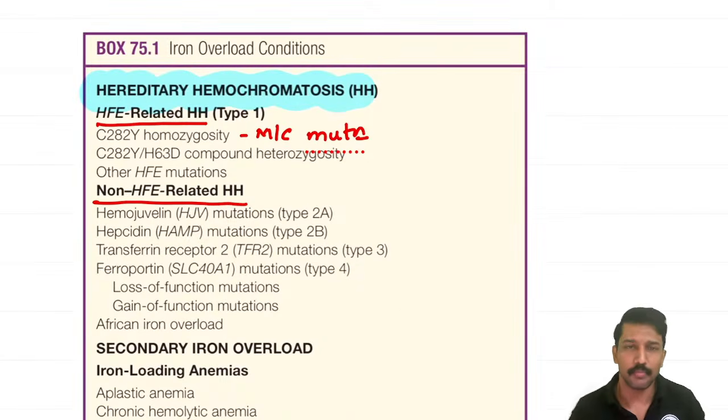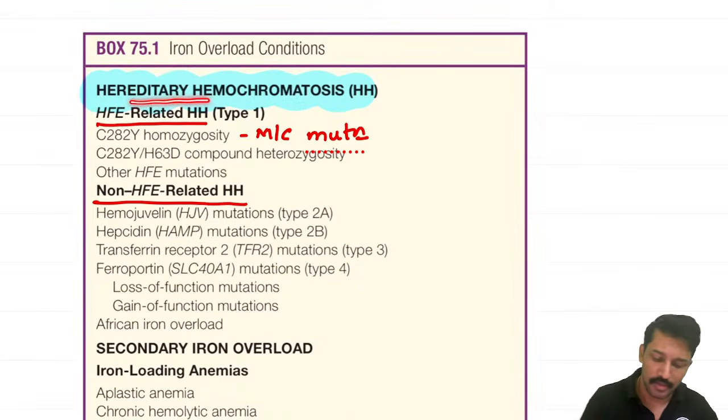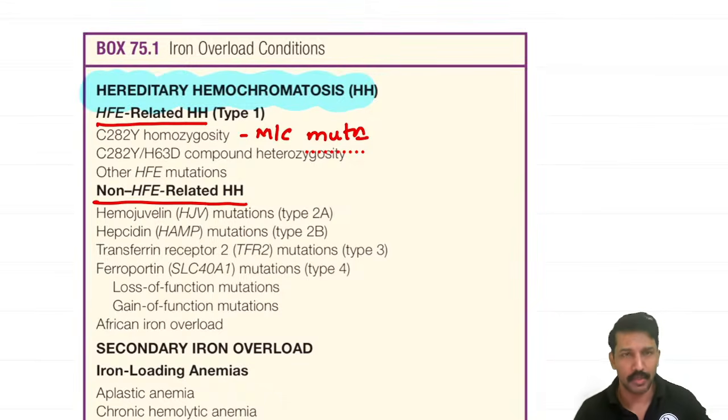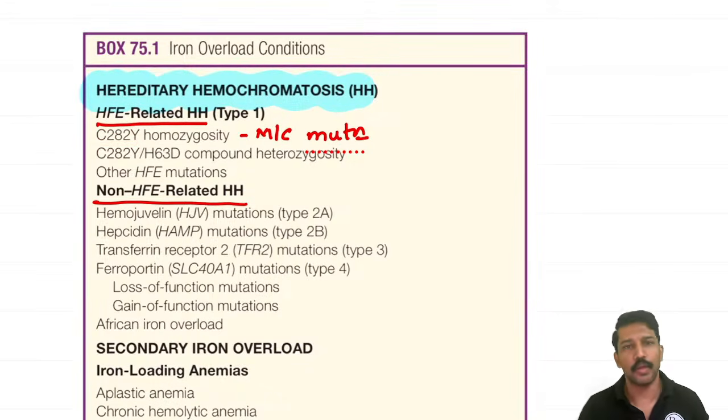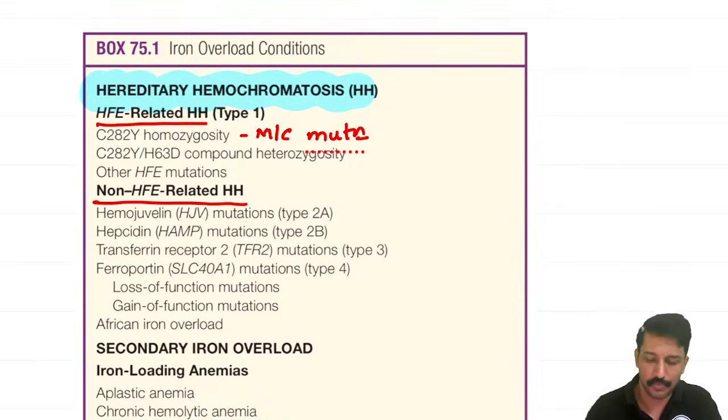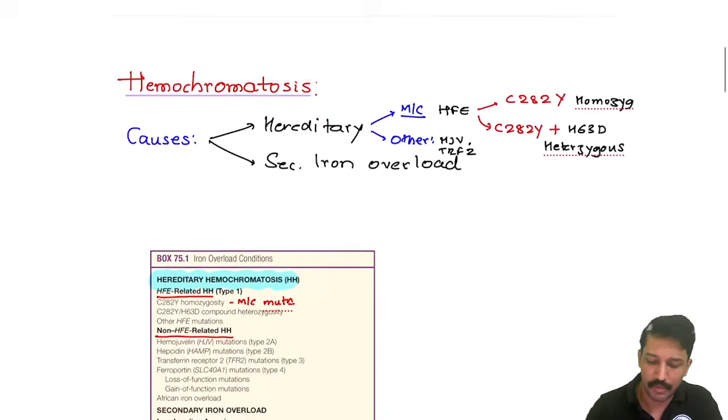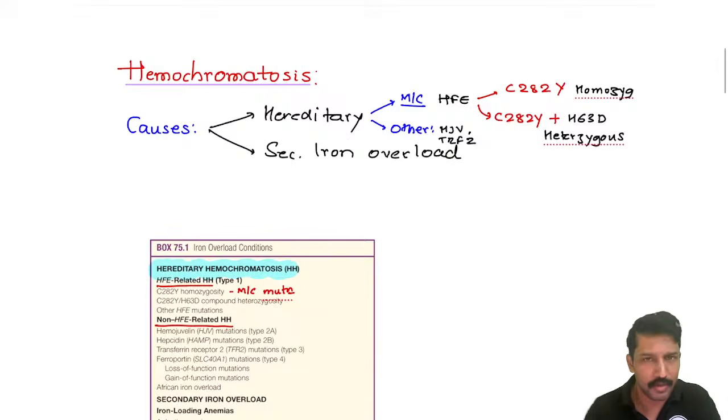These are secondary causes. These are primary causes. In the exam, mostly they will ask you to write about hereditary hemochromatosis. So you should remember these mutations, particularly the C282Y homozygous mutation, which is the most common mutation responsible for hereditary hemochromatosis. Okay, now these are all causes. It could be secondary iron overload or hereditary.